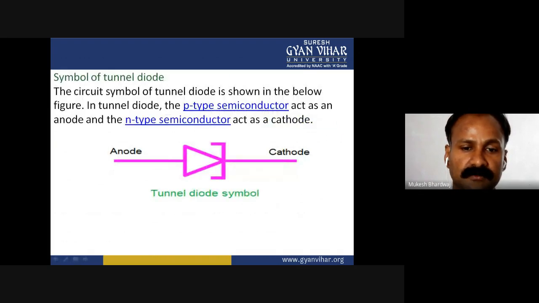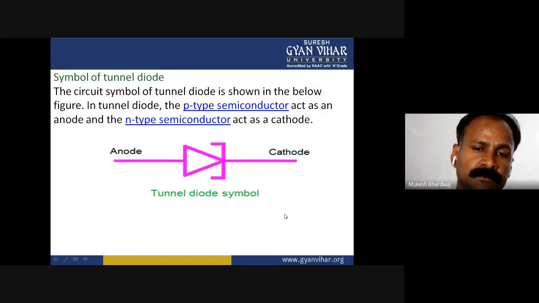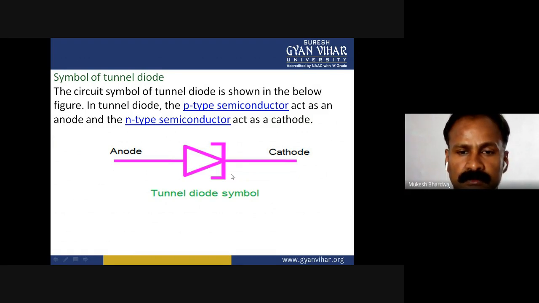This is the symbol for the tunnel diode. The circuit symbol for the tunnel diode is shown in the below figure. In a tunnel diode, the p-type semiconductor acts as an anode and the n-type semiconductor acts as a cathode. The Zener diode symbol is almost similar, but with some change in the edges of the vertical line. And this is the symbolic representation of a tunnel diode.